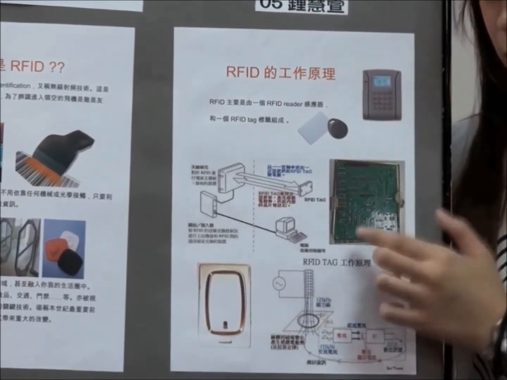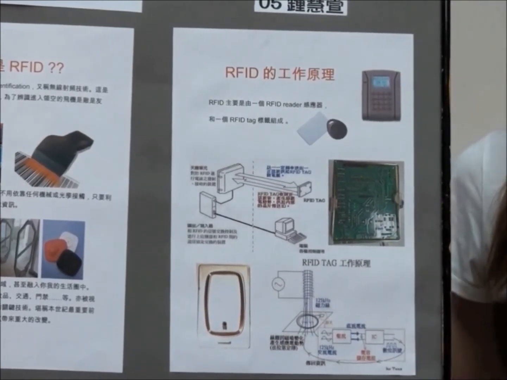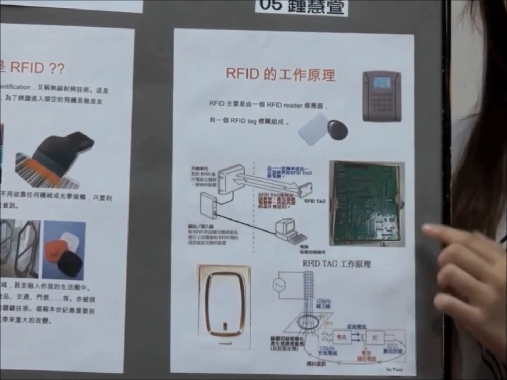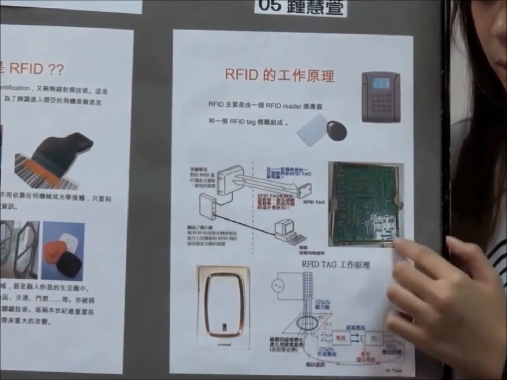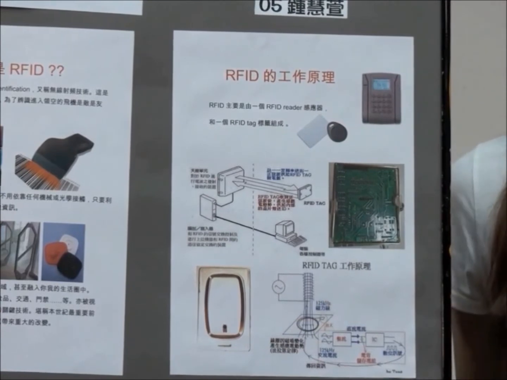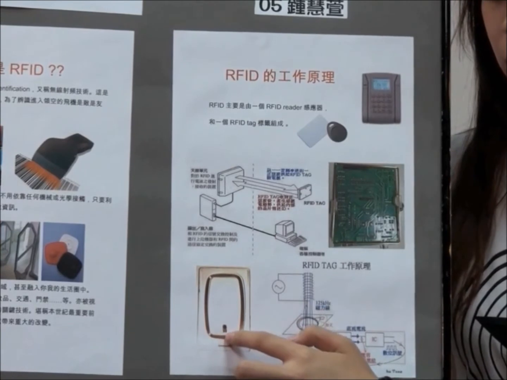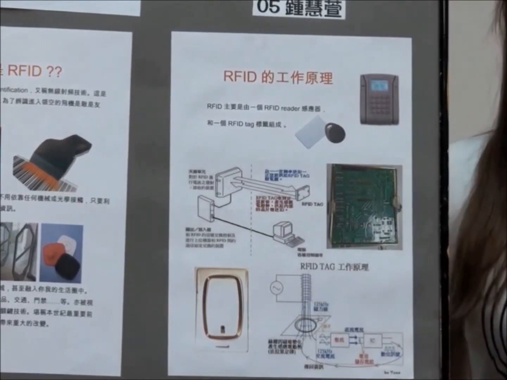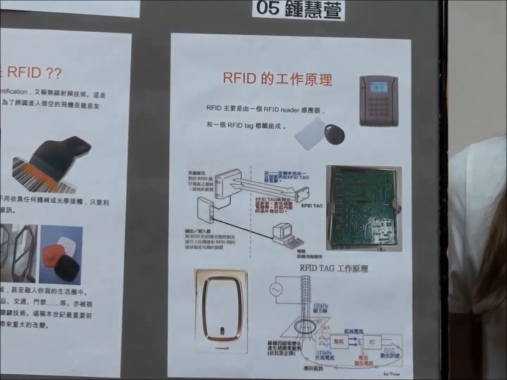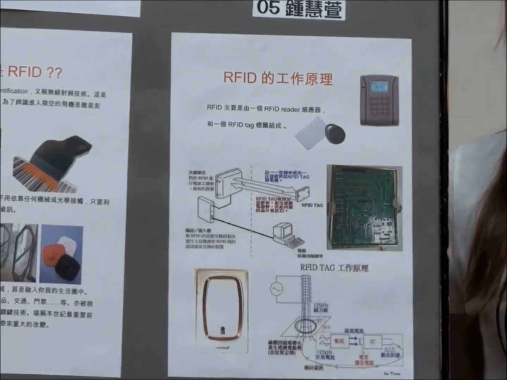When the tag passes the reader, because its power is low, the change of the magnetic field will induce an electromotive force. So when the current goes through the capacitor, it will begin to store charge. And when it has enough charge, the chip will send information back to the reader.